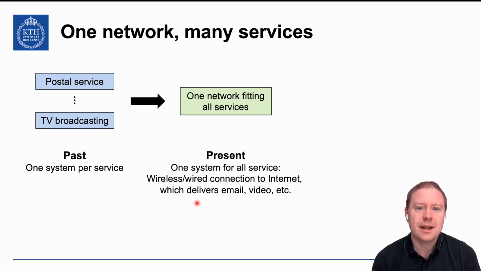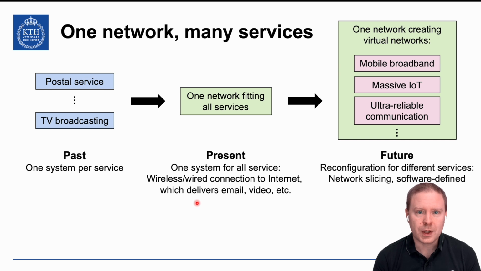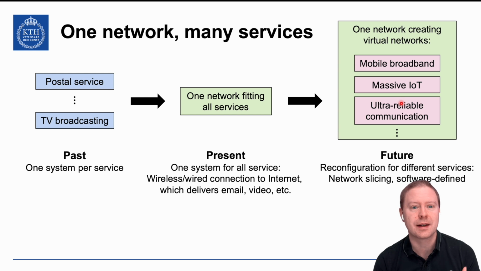But that's not really enough looking into the future, because we have these different, more demanding use cases. It might be mobile broadband, it might be massive IoT, there might be critical IoT where we would like to have really ultra-reliable communication. And if you design one network, it might not be able to satisfy their very diverse requirements at the same time. And therefore, we will in the future have one physical network that will virtualize different network behaviors depending on what kind of service we need at the moment.